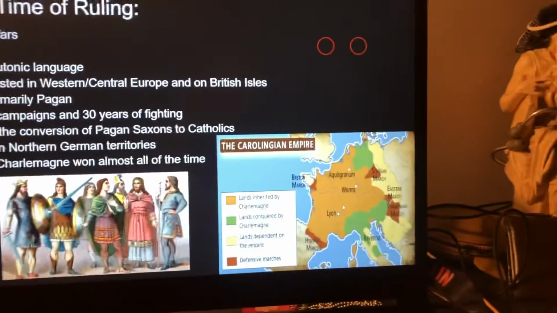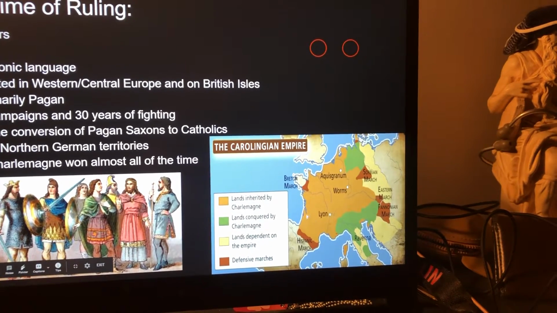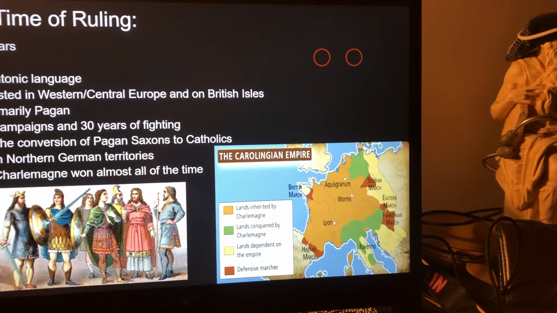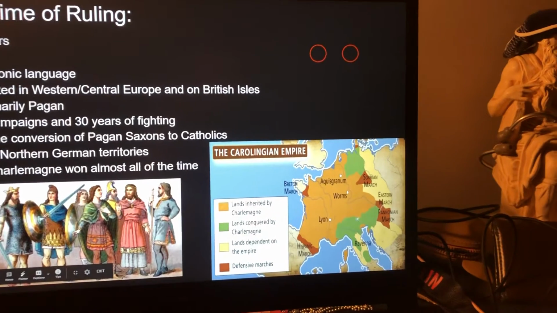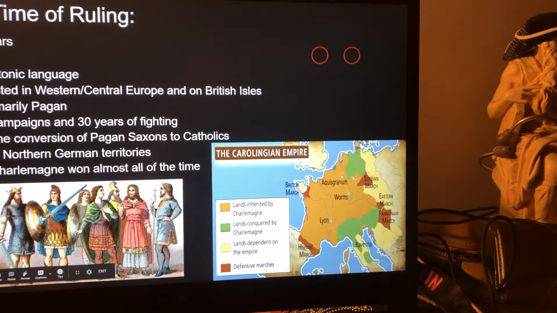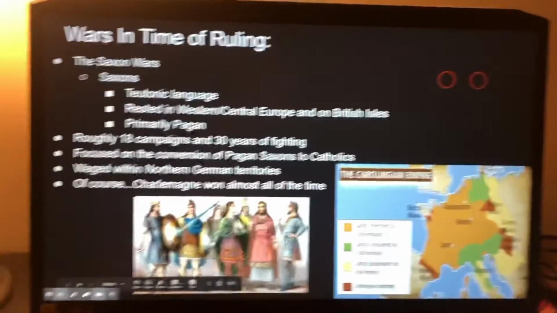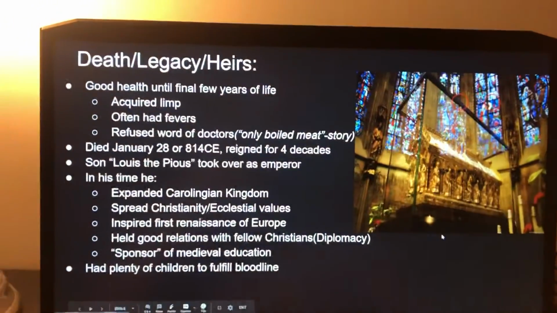So we have right here a new map. These were the lands inherited by Charlemagne. Defense marches, just basically defense that they put up. And then all this green right here was what was conquered by Charlemagne. And these lands were dependent on the Carolingian Empire.